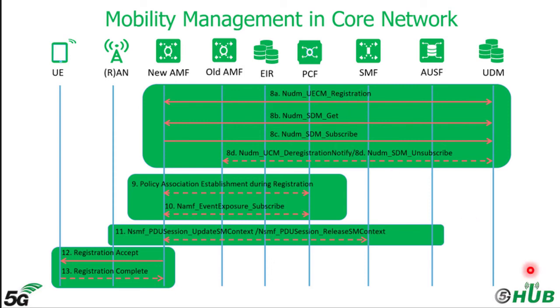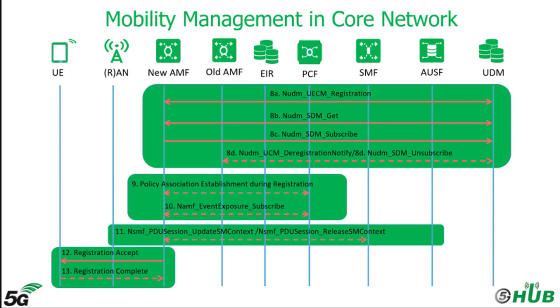Step 8D: when the UDM stores the associated access type and the serving AMF as described in step 8A, the UDM now initiates the Nudm UECM deregistration notification service operation to the old AMF. The old AMF, after obtaining this message, removes the AM context of the user equipment, and the old AMF unsubscribes from the subscription information in the UDM. Now we have only the new AMF.